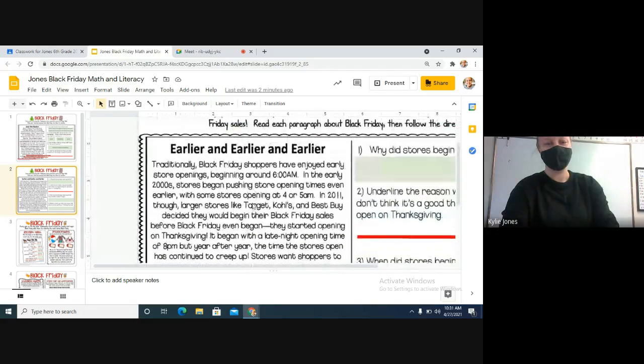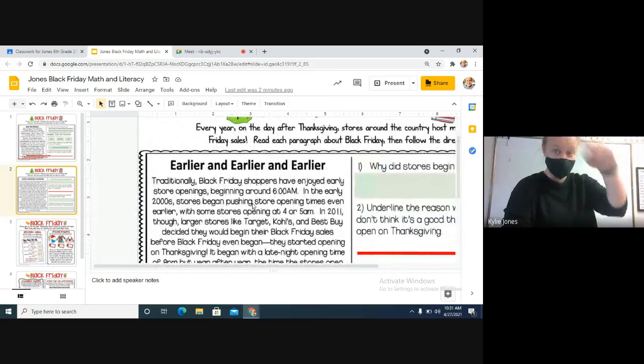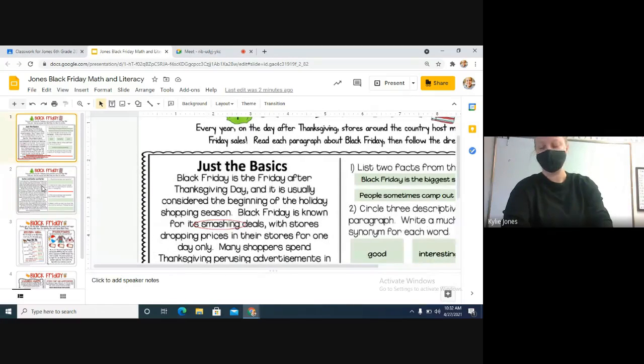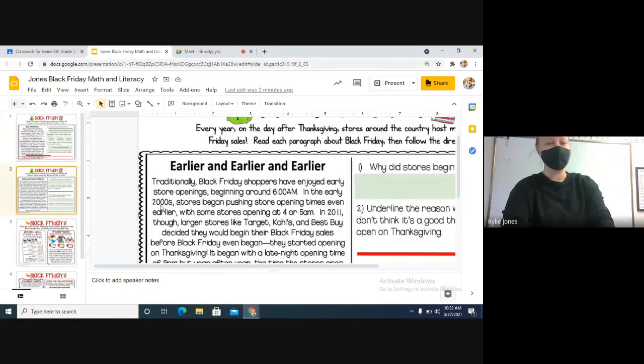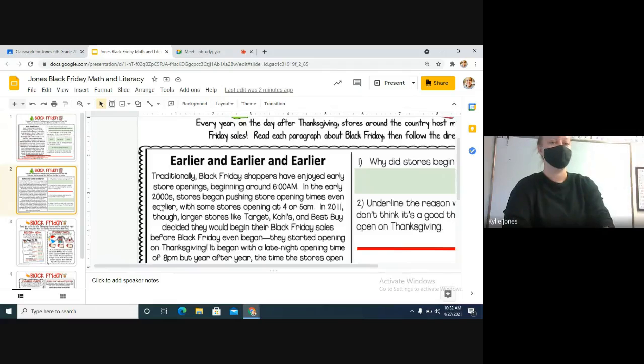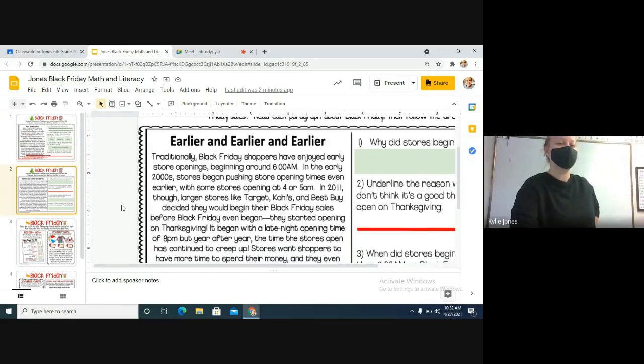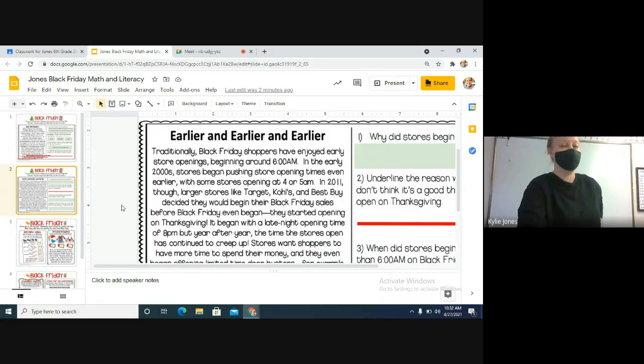All right, slide number two. So same sort of stuff that we're going to do. Is it the same headline every year? Earlier. Okay. Earlier. It's not like Peter Piper picked a pack of pickled peppers. I'm just going to call people to read a paragraph at a time.